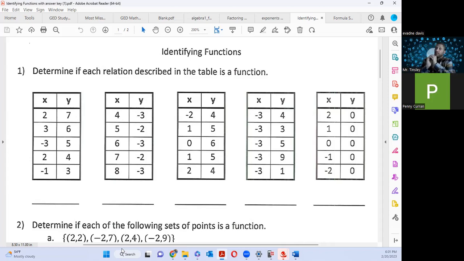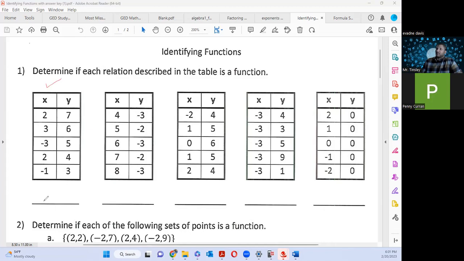Does anybody know the rule when something is a function? The X is, you can't have two of the same. Right. So for every X, there's only one Y. Let me change it to red. So this first one, is this a function or not?